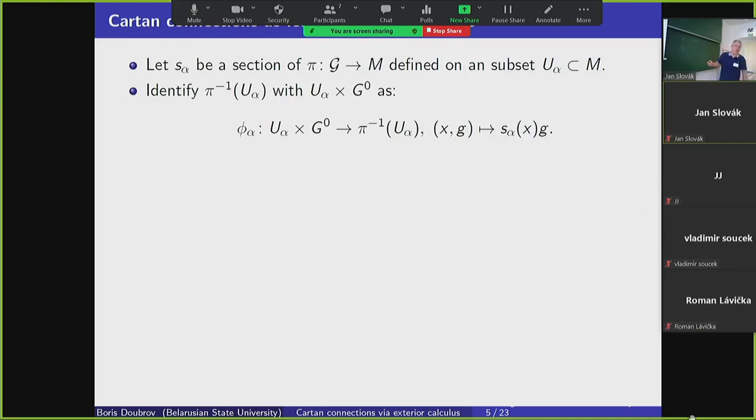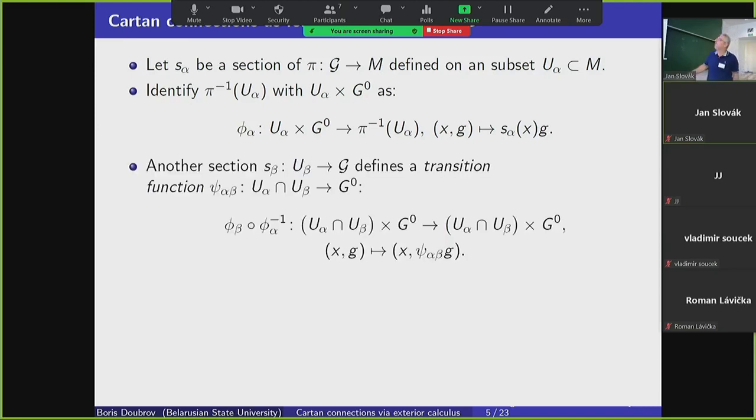So what happens if you fix a section? First of all, the principal bundle can be trivialized. So we can identify our principal bundle over our neighborhood U alpha with just a direct product, or trivial principal fiber bundle, U alpha times G0. It's again the standard way you deal with principal bundles very often.